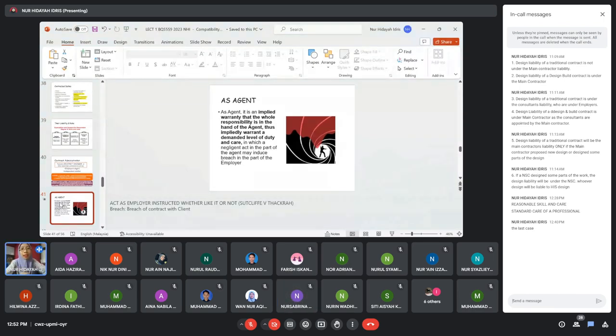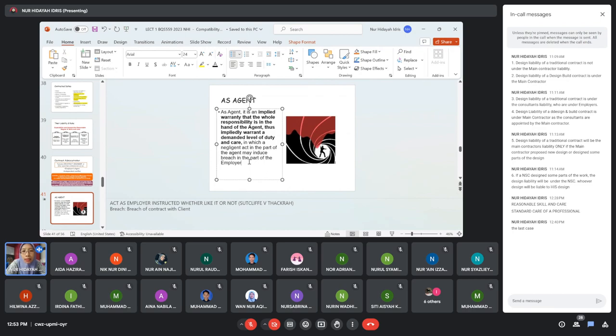Thank you, madam. Alright. Okay, as agent, it is an implied warranty that the whole responsibility is in the hands of the agent, thus impliedly warrant a demanded level of duty and care, in which a negligent act on the part of the agent may induce breach on the part of the employer. So kalau client tak satisfied with the agent, dia punya performance, dia punya decision, ataupun dia tak buat duty and care pada level yang sepatutnya, so basically boleh breach contract lah. So client boleh sack ataupun terminate agent tadi dan lantik agent baru.